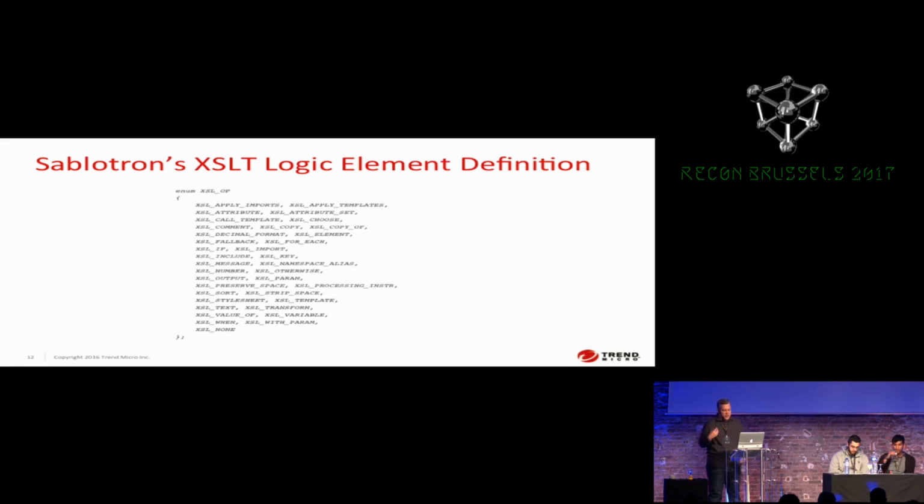In this case, what you're seeing is the definition of all the different logic elements that exist in Sablotron that's being used by Adobe Reader. This enumeration defines the different logic elements, and you can see that copy-of is in there, value-of is in there, attribute is in there, for-each. All of the different XSLT logic elements are defined here.